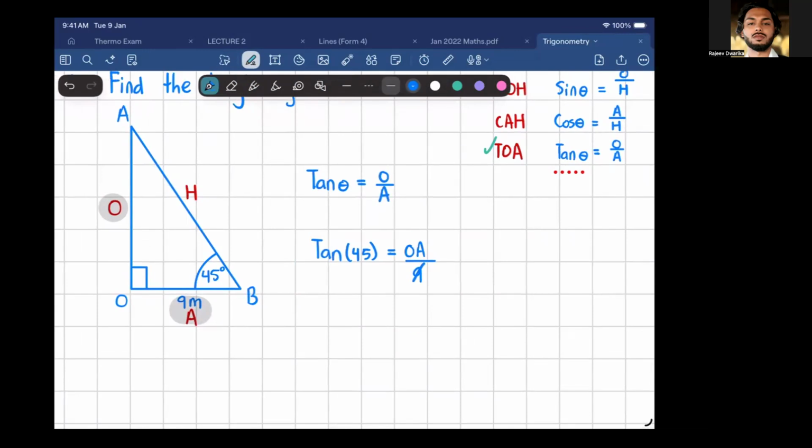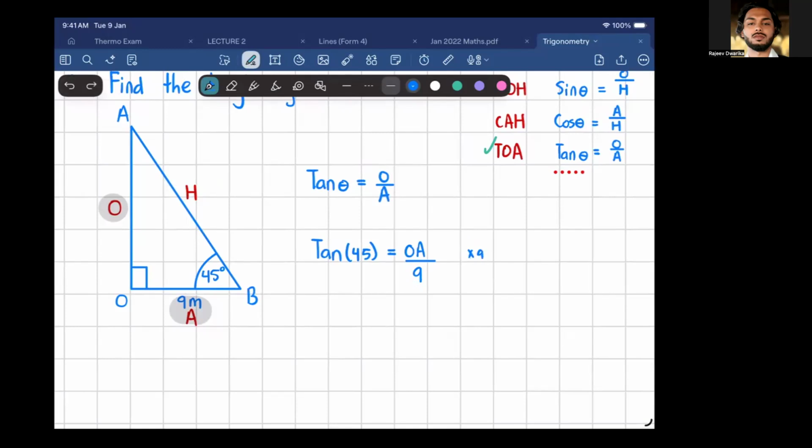So right now, OA is being divided by 9. What's the opposite of divided by 9? Simran, what's the opposite of dividing? Oh, multiply. So if I multiply both sides by 9, what's going to happen with this 9 and this 9? They will cancel. And that would leave us with OA. Right? So this is one way you could do it. You could multiply both sides by 9.